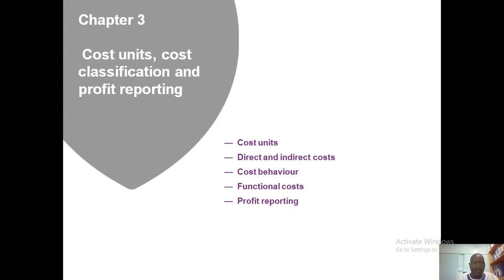Welcome to session number 3 of MA1, Management Information. In this particular session, we'll look at the cost units, cost classification, and profit reporting.